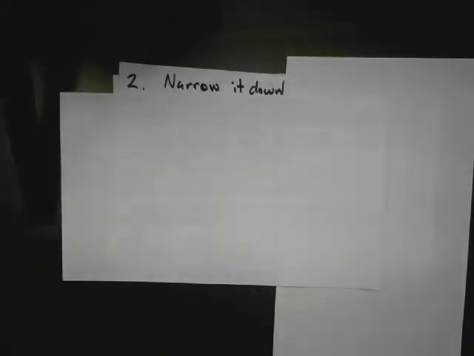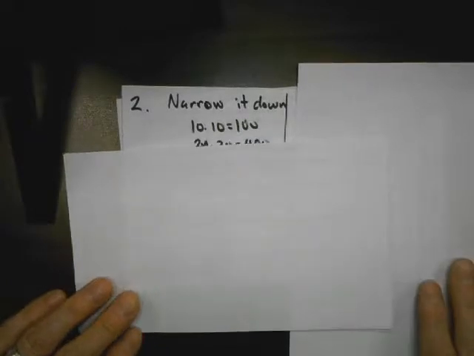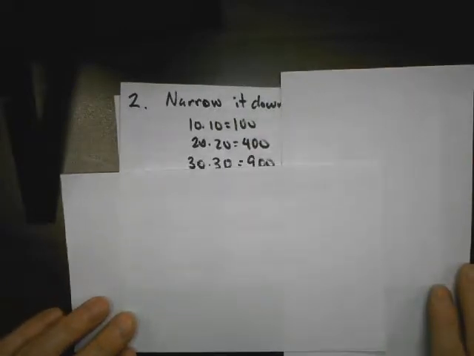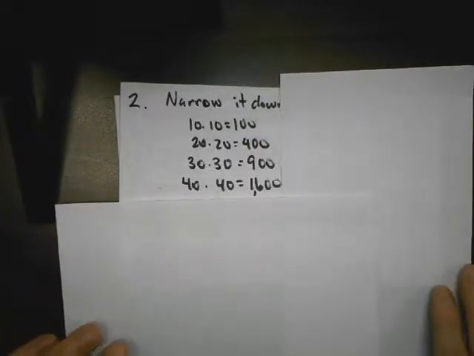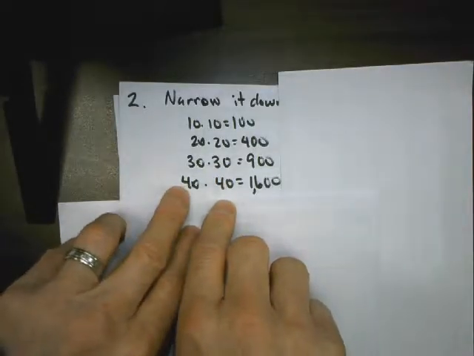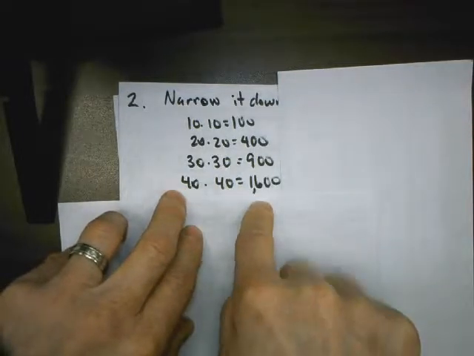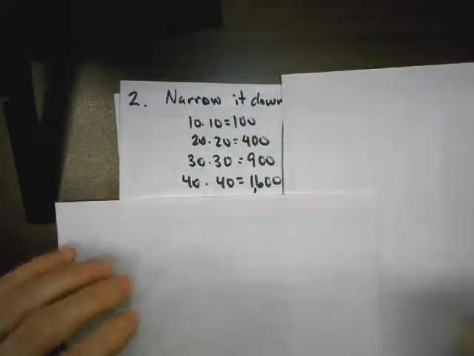Now, for number 2, we need to say which whole number is closest to the square root of 1,000. So we remember in class we learned we have to narrow it down, right? So we start out, 10 times 10 is 100. 20 times 20 is 400. And remember I taught you guys how to do that in your head real quick, right? As we're narrowing it down, we see that the radicand 1,000 is in between the perfect squares 900 and 1,600. So I know it's in between 30 and 40.